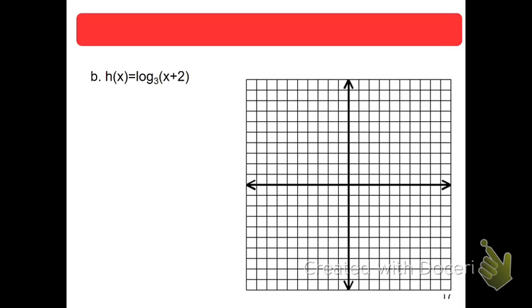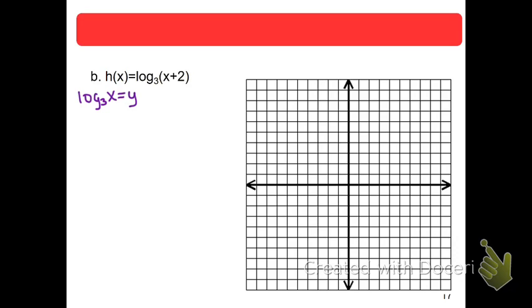Okay, guys, now for example 7, letter B. Same idea. We've still got our parent function there. I'm going to go back over how to set up your parent table. So remember, your parent function is going to be log base 3 of x. And since it's a log function, we set it equal to y.